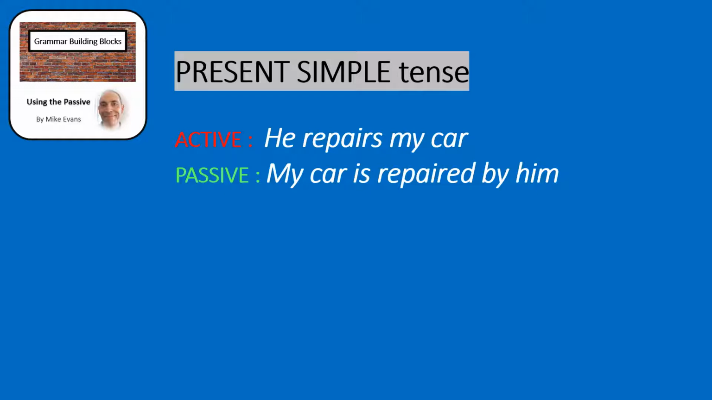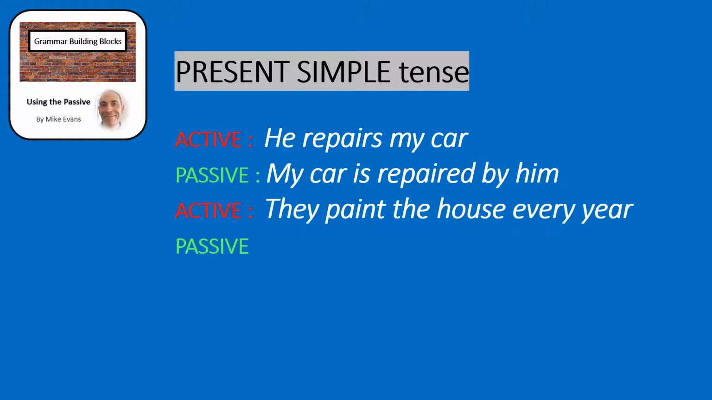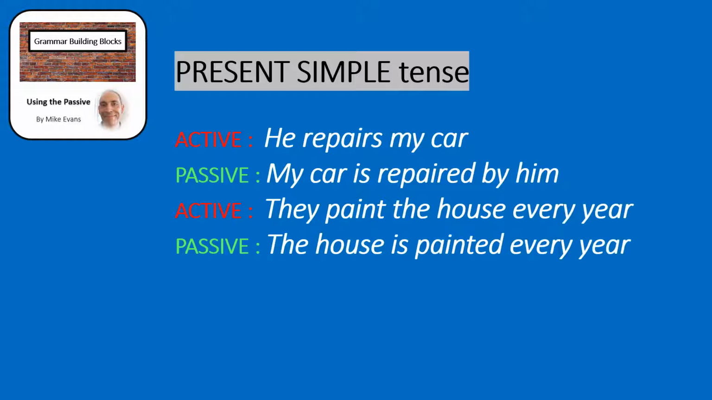Active, they paint the house every year. Passive, the house is painted every year by them. In this sentence, you can see that the persons doing the action, they, is considered less important and so can easily be excluded. In fact, in a passive sentence, we often do exclude the person or thing doing the action. If we do want to include it, we simply use the word by.